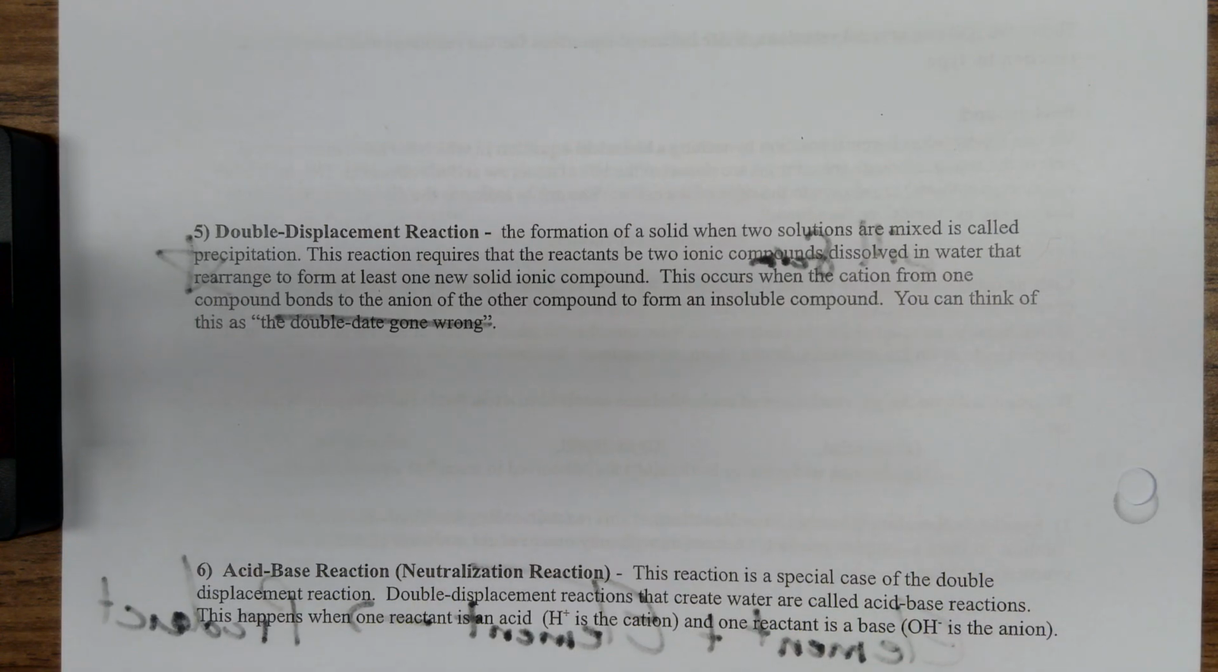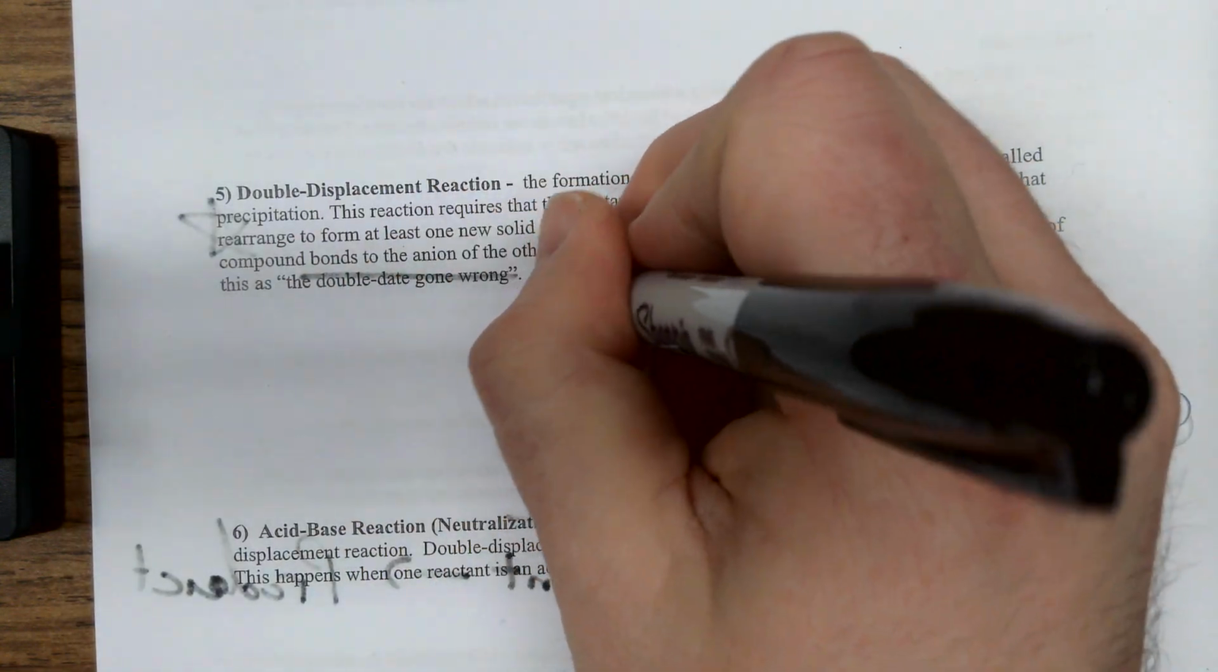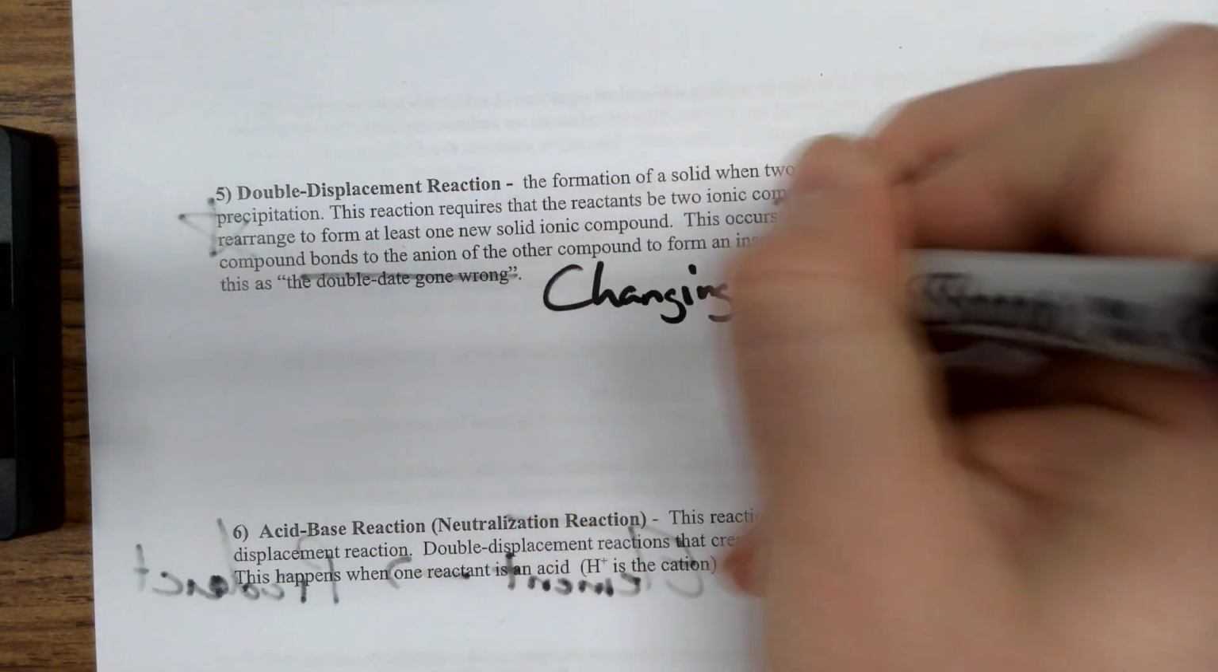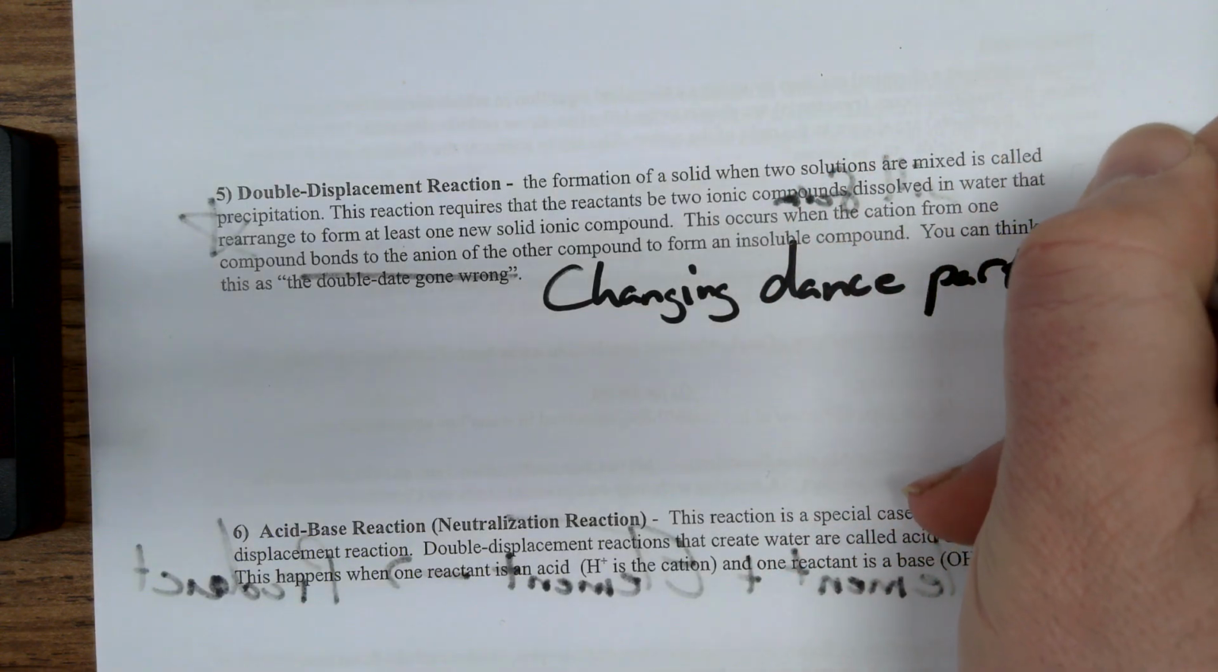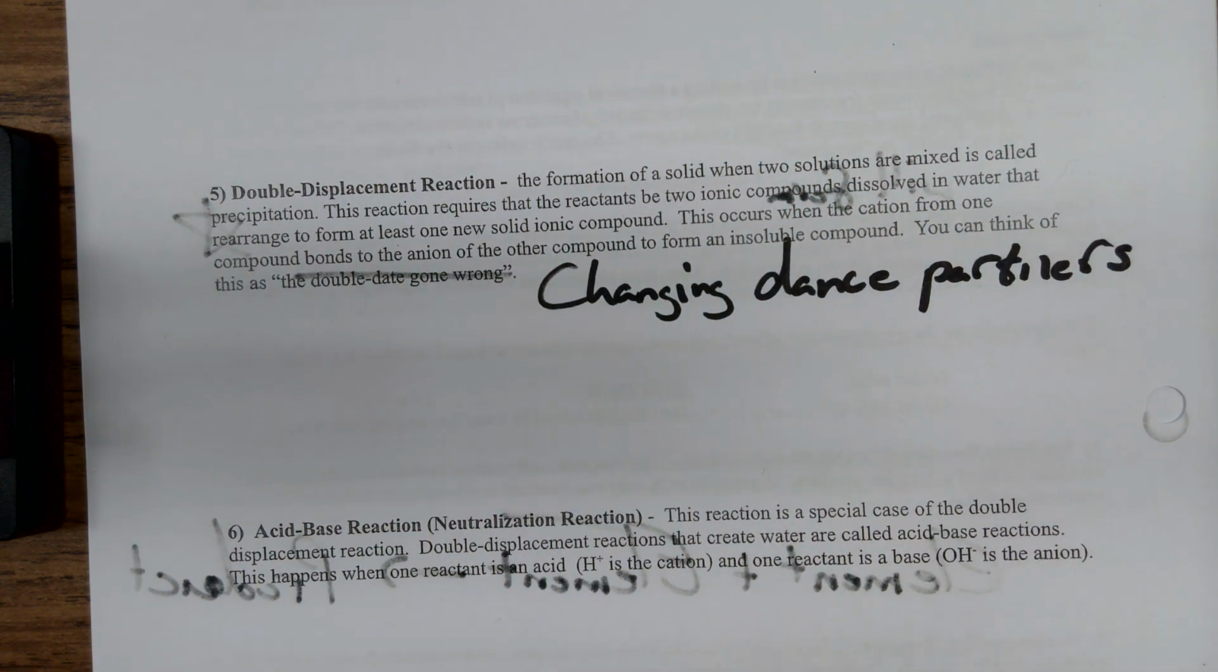Now, I don't like the idea of a double date gone wrong. I like the idea that we are changing dance partners. Nobody wants a date to go bad, right? But we've all been to a dance before. Maybe you've gone to a wedding or something like that. No one just dances with one person the entire time that they're there. Usually you're going to change it up. You're going to dance with somebody else.